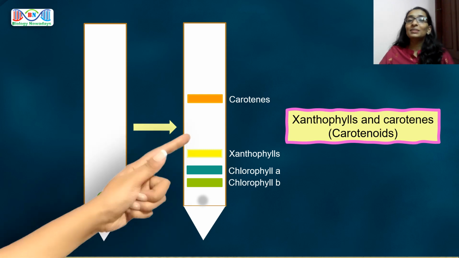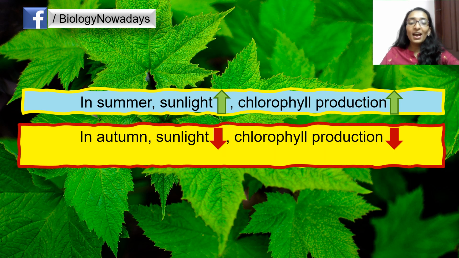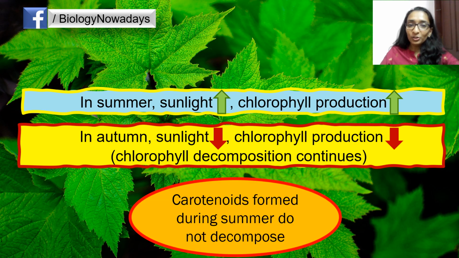Now, have a look at this paper. Isn't it surprising? Did you expect so many pigments in those green leaves? Do you know why those leaves appear green even in the presence of all these pigments? It is because in summer, chlorophyll production is higher and its green color masks the other pigments. But in the autumn season, as the sunlight decreases, the production rate of chlorophyll also decreases. However, the chlorophyll decomposition rate continues as in summer. This results in a steady decrease in chlorophyll. On the other hand, the carotenoids formed during summer do not decompose. So, as the chlorophyll disappears, the leaves will gradually turn yellow.